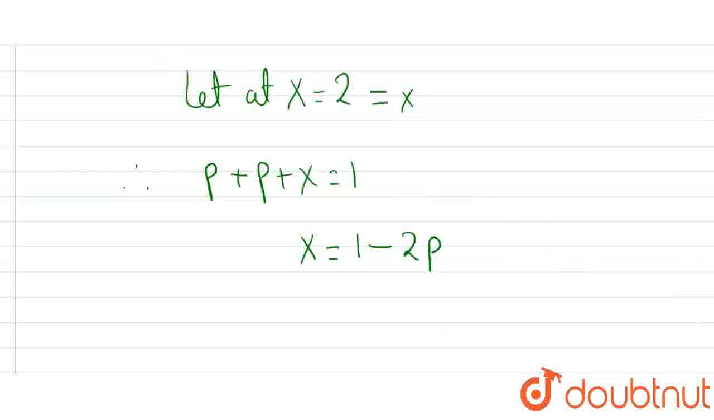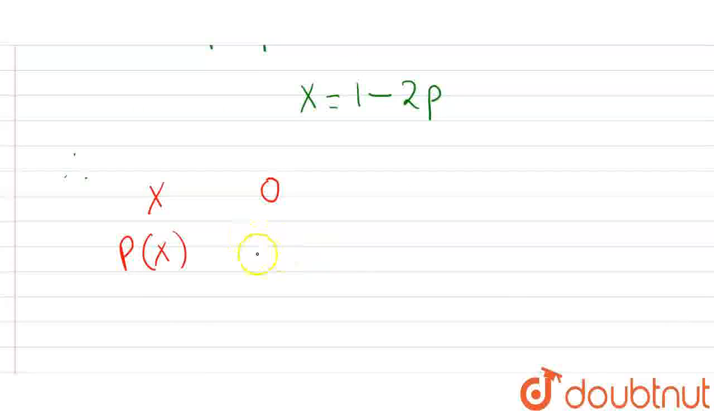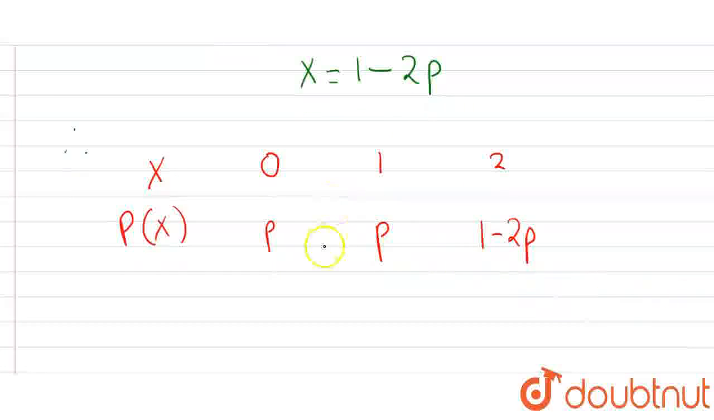Therefore we can say that now we have the following distribution, where x and P(x): at x equals 0 our P(x) is p, at x equals 1 our P(x) is again p, and at x equals 2 our P(x) is 1 minus 2p, which is basically x, but we have figured it out as 1 minus 2p. So this is our distribution.